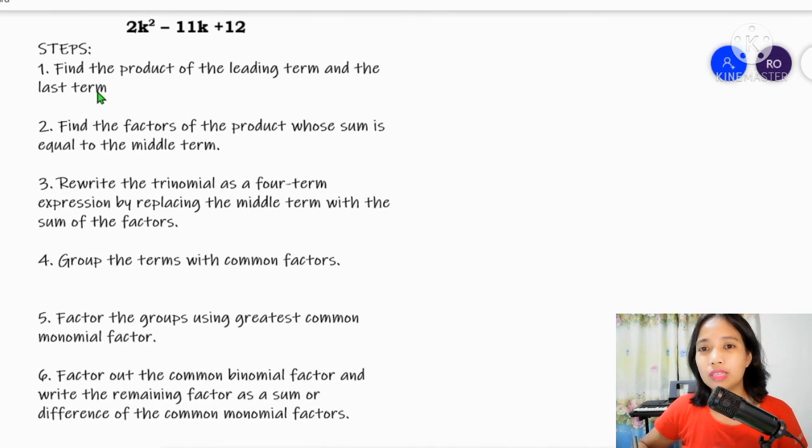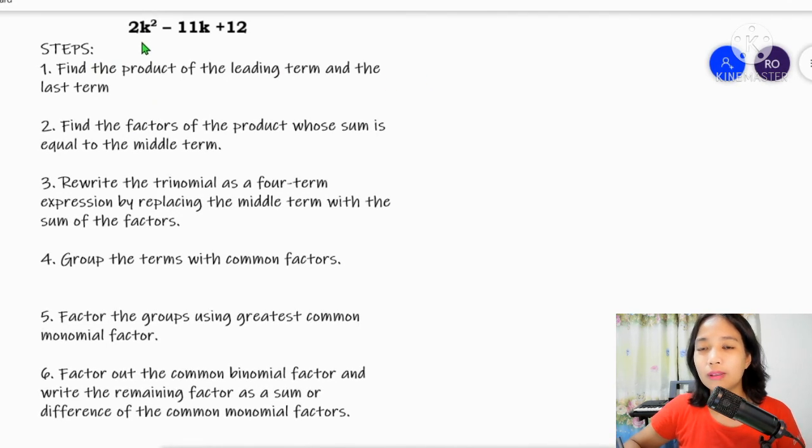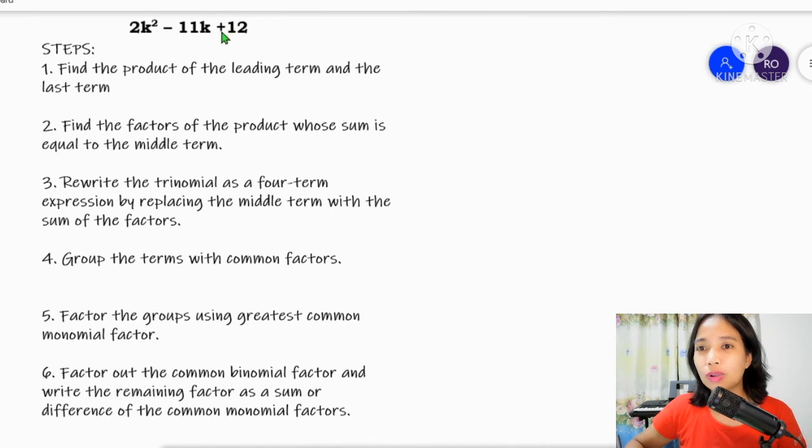Okay, so step number 1 is find the product of the leading term and the last term. So ang leading term natin dito ay 2k squared. Ang ating last term ay 12. So we'll multiply 2k and 12.